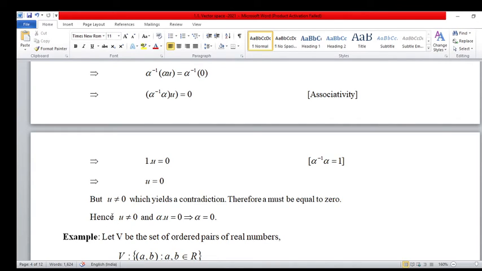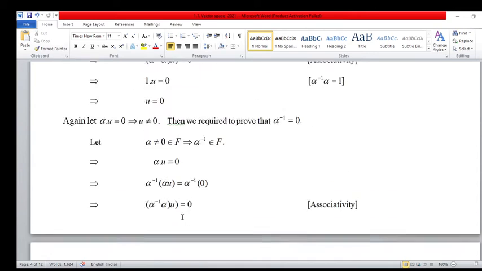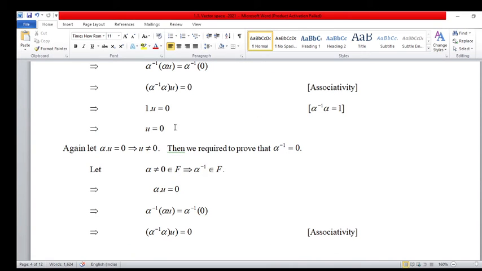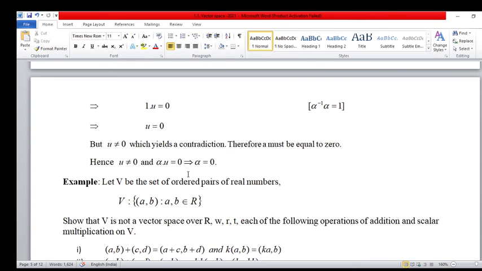Hence alpha does not equal 0 and alpha u is equal to 0 implies u is equal to 0. Both conditions are here: here u is equal to 0, here alpha is equal to 0. So either condition is possible, either u is equal to 0 or alpha is equal to 0.